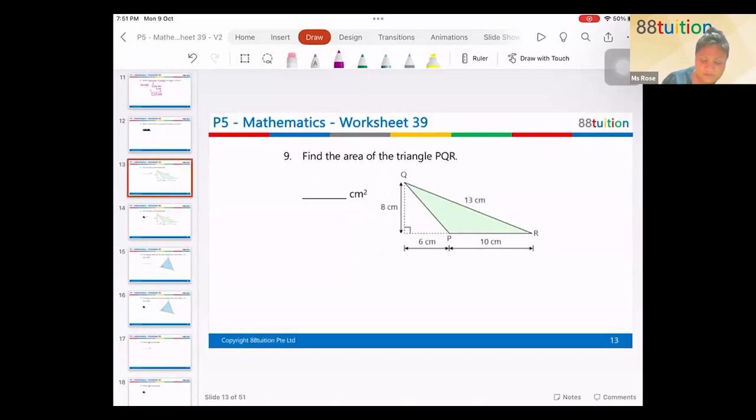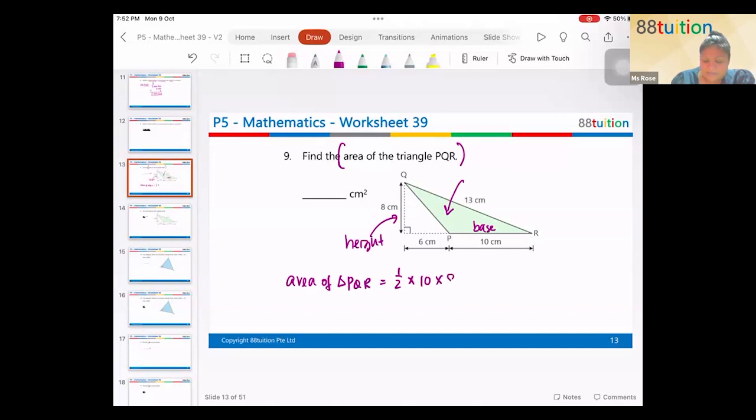Question 9. You're supposed to find the area of triangle PQR. Area of triangle PQR is this. Okay, so P, Q, and R, if this is your base, this would be the height. So area of triangle PQR will be half times the base times the height to give me 40. So that's 40 cm squared.